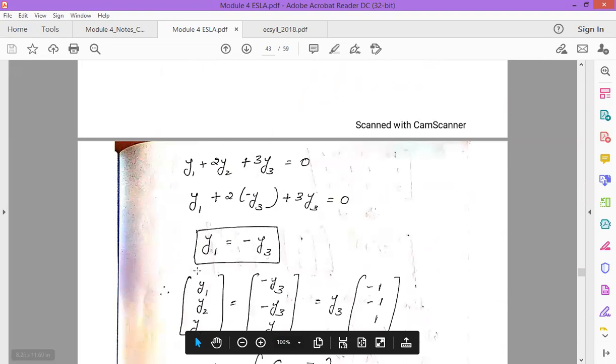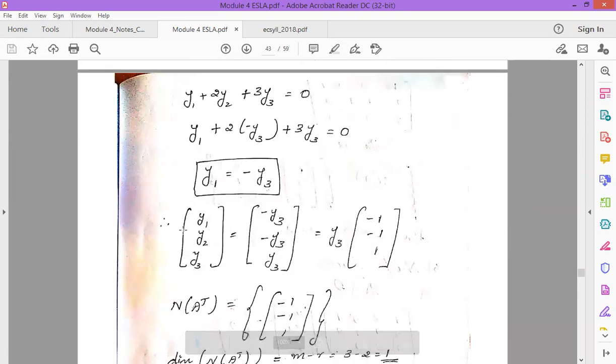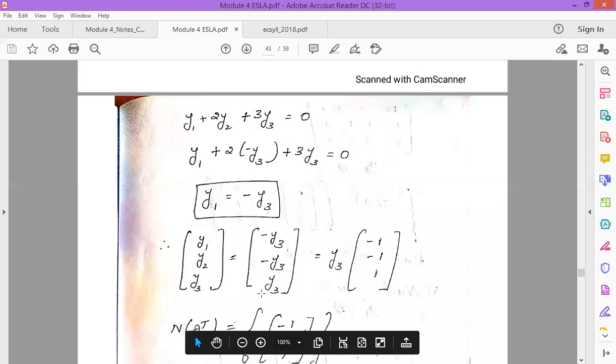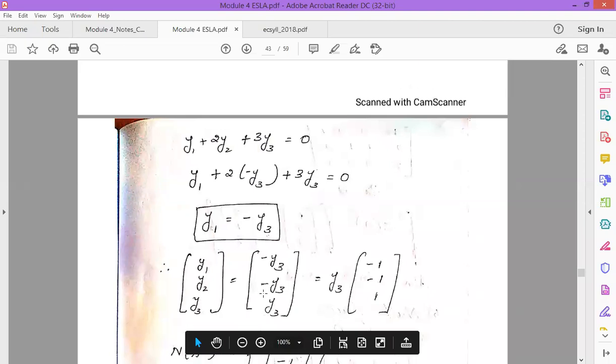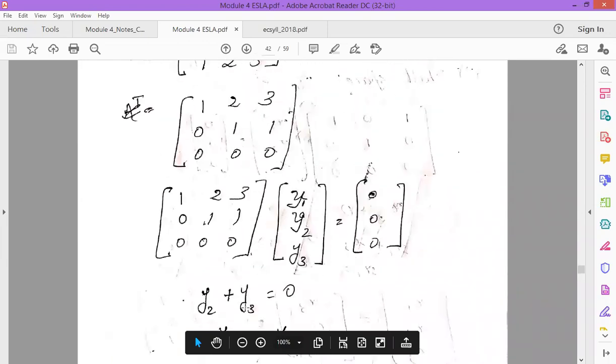Now once you get the values of y1, y2, y3, you can go for writing the elements of y. Previously we have written x, and now we have taken it as y. So y is given as y1, y2, y3, which is obtained as: since y1 is equal to minus y3, in place of y1 you write minus y3, and y2 is also minus y3, and y3 is a free variable. Free variable means it does not have the pivot. Remember the concept that I told previously.